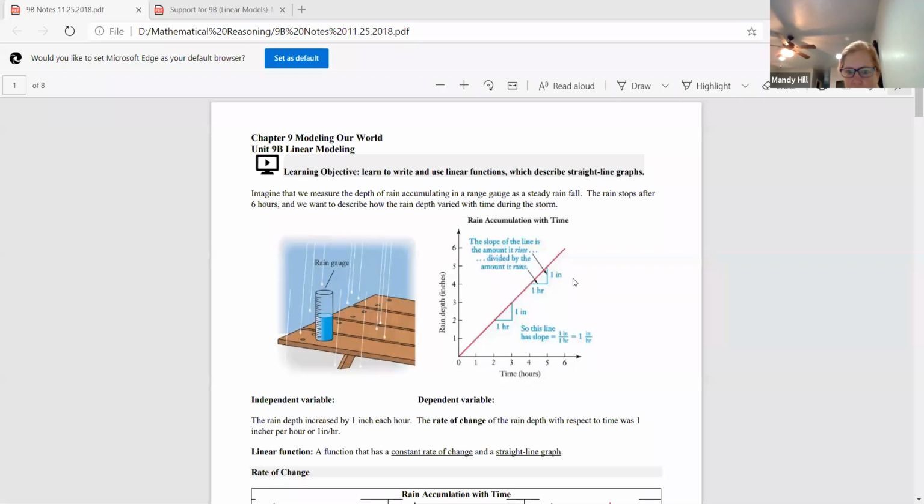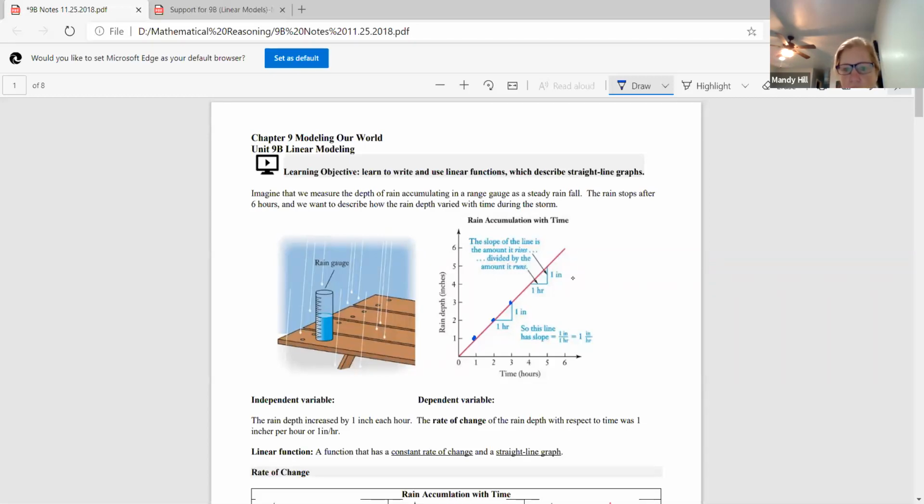So the first example says, imagine that we measure the depth of rain accumulated in a rain gauge in a steady rainfall. So we've just gone outside, we have a rain gauge, and it's filling up with rain. We look at it for 6 hours and we record what the depth is in inches. In the first hour there's about 1 inch there. In the second hour there's about 2 inches. In the third hour there's about 3 inches, and so on and so forth.